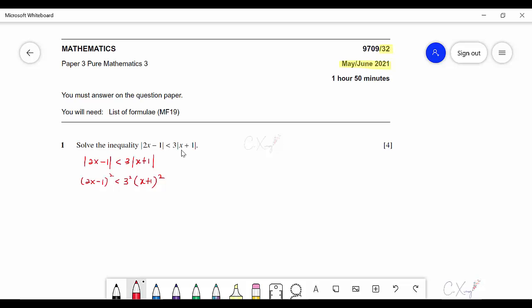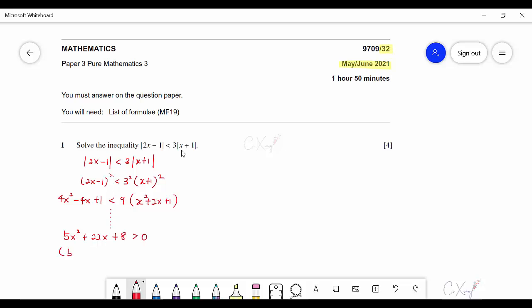Okay, so you can just expand all the brackets or all the squares and try to rephrase your inequality here. Eventually you will get this inequality: 5x squared plus 22x plus 8, which is greater than 0.